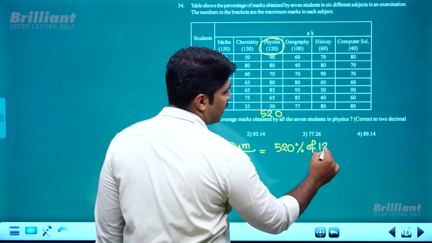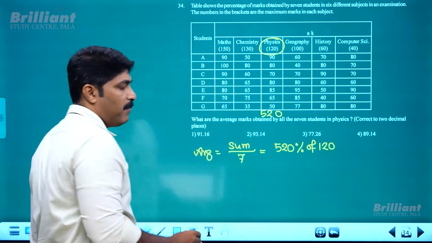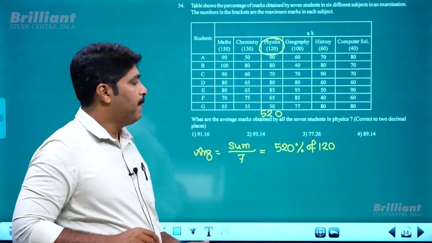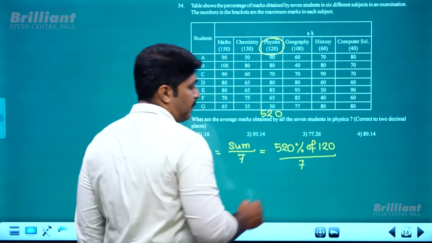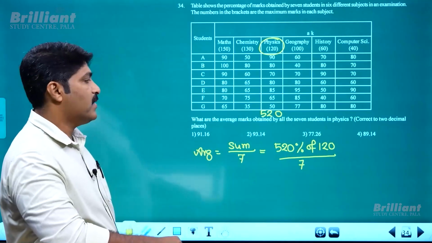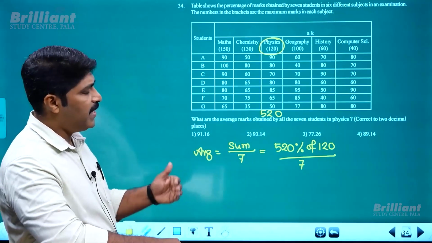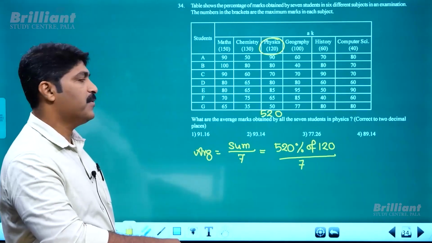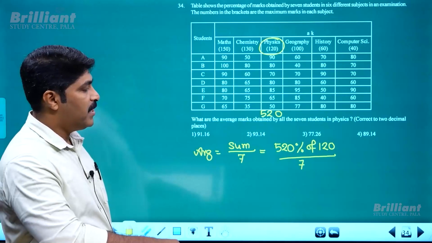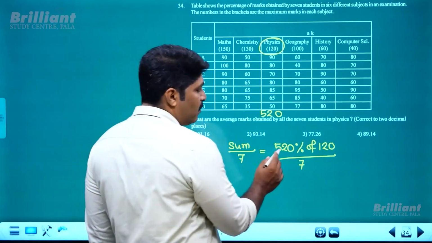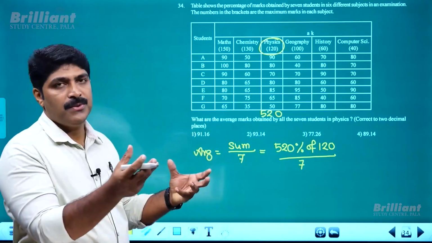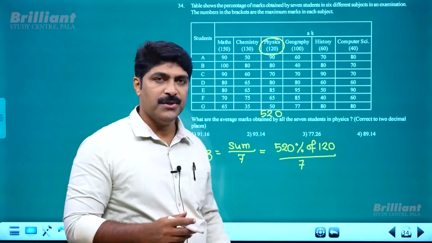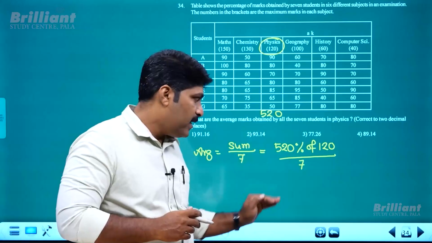This is 120. So that's the maximum mark of that paper. So here we are dividing it by 7, and we are going to find the answer. Just find out what is 520% of 120. How to do that operation easily? There you just simply multiply 52 and 12. Just remove those 2 zeros, balanced with the percentage. Or this is simply 520 by 100 into 120.